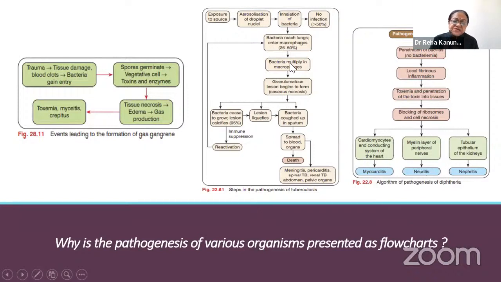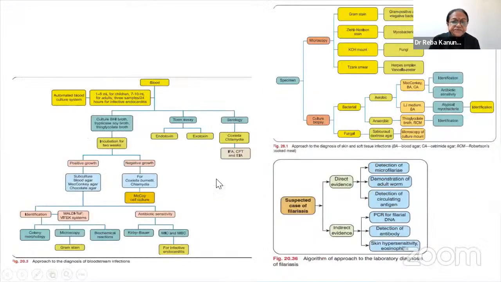So in each of these syndromes, we have these types of flow charts with regards to pathogenesis. Of course, there is a description. It's not just that the whole pathogenesis is contained only in the flow chart. There is a description, but as a take-home message, important infections like tuberculosis or diphtheria have a flow chart in the form of pathogenesis.